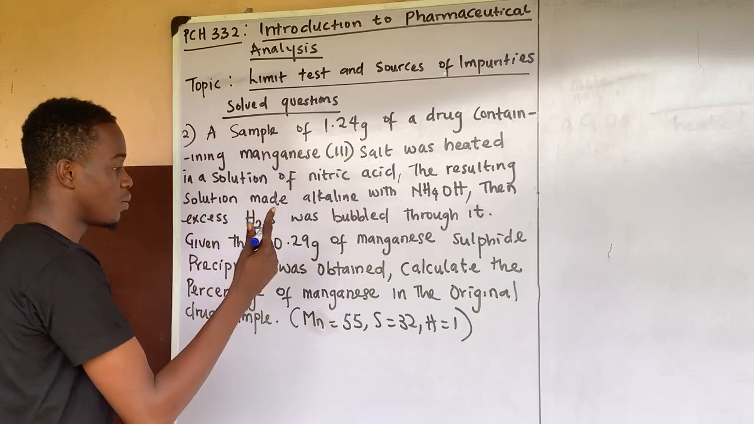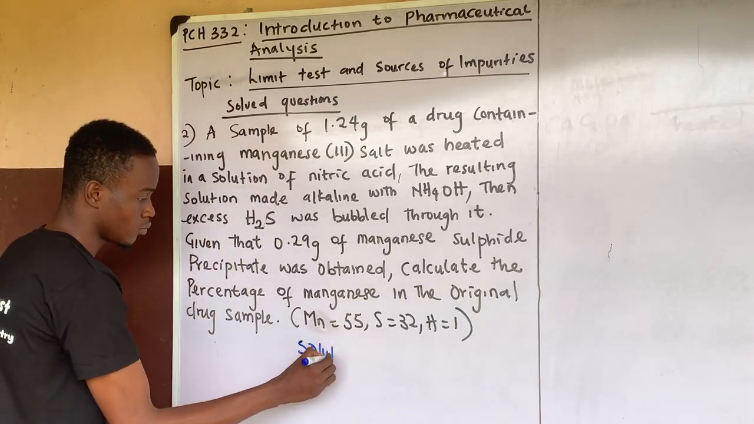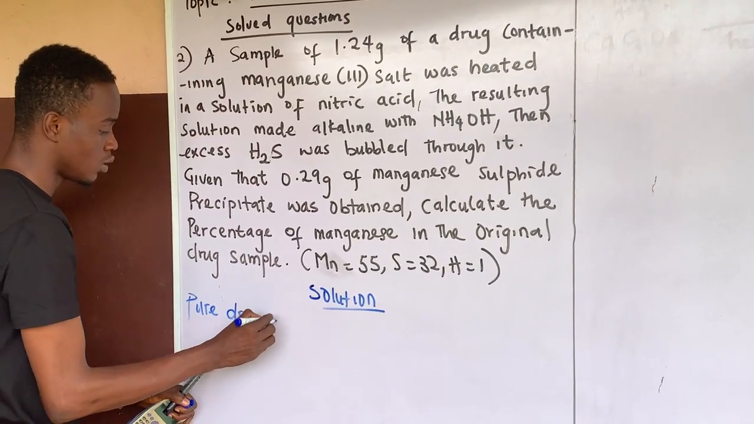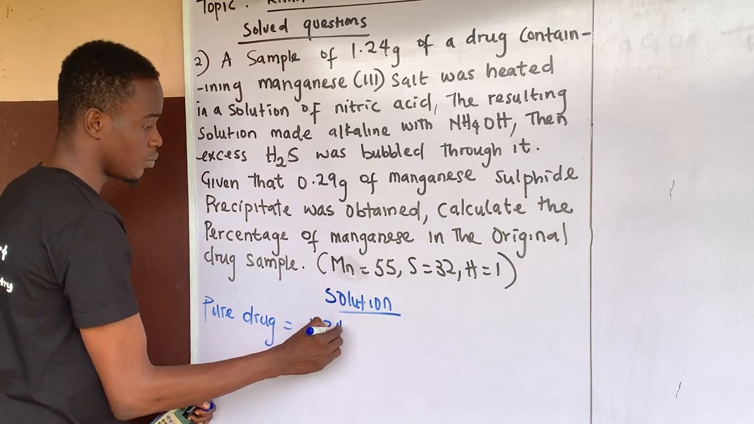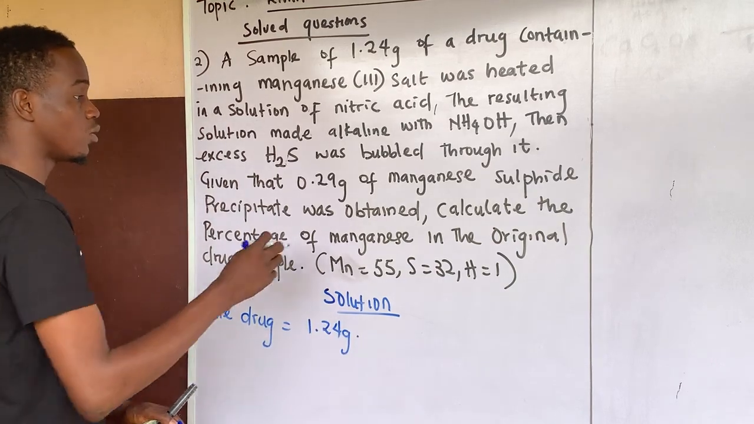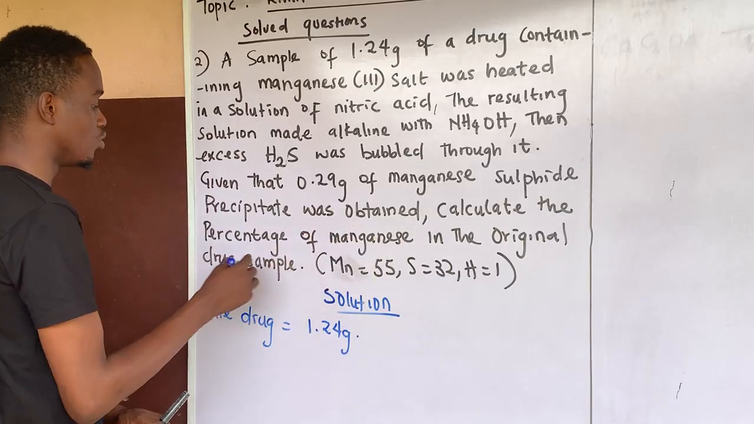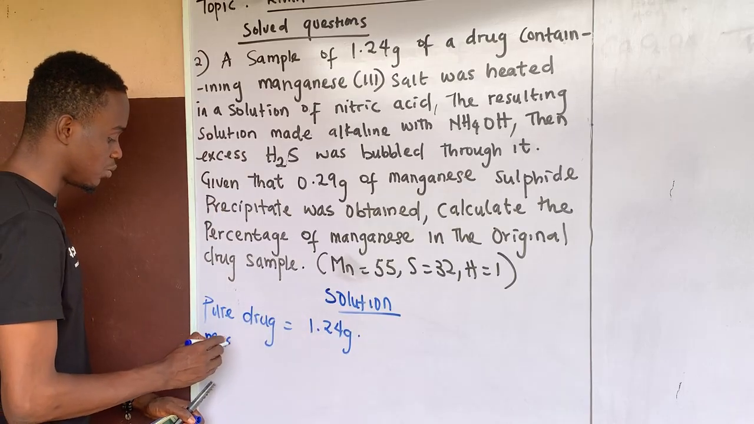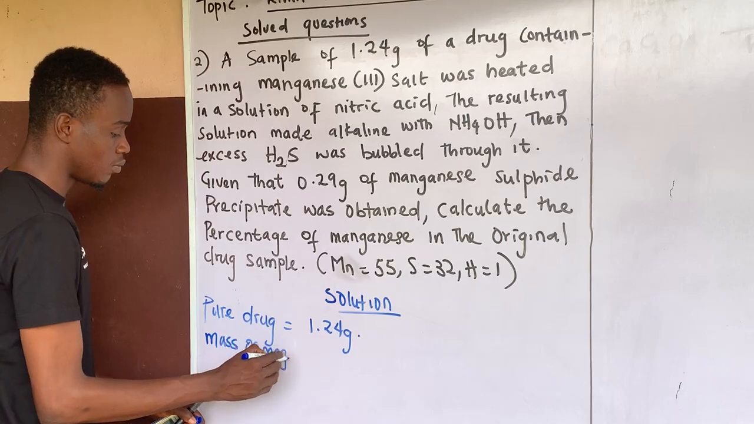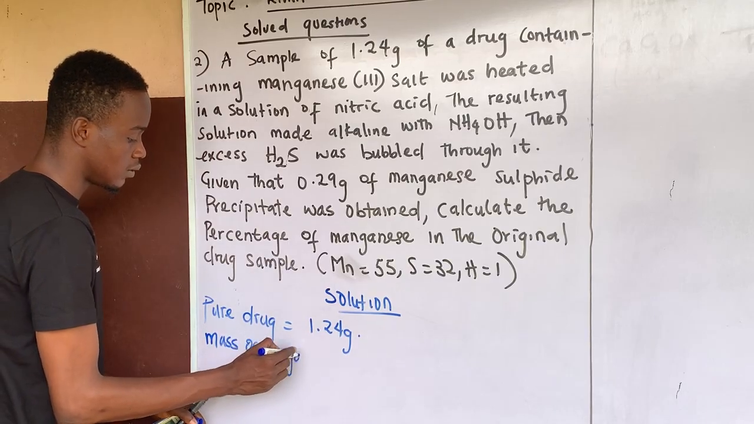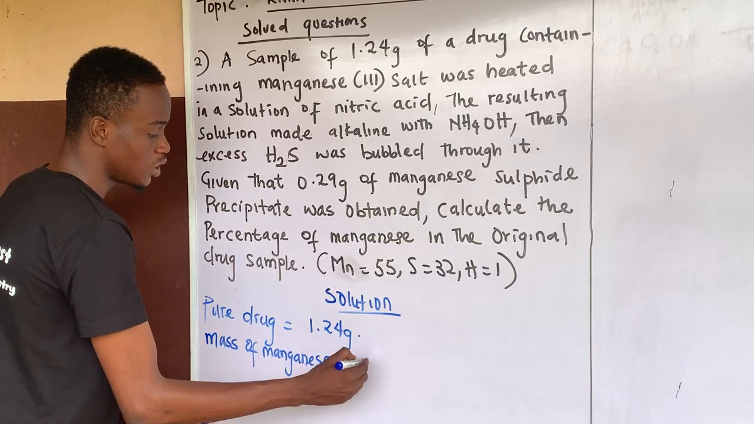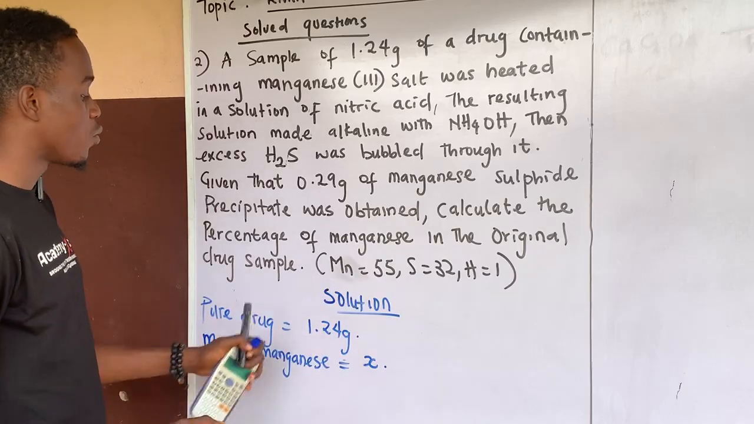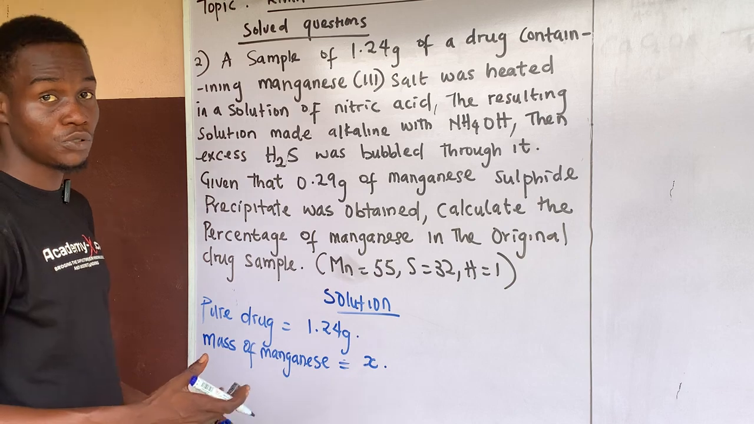Now, the pure sample of the drug was 1.24 gram. And we are asked to calculate the percentage of manganese in the drug sample. But before we calculate the percentage of manganese in the drug sample, we have to find the mass of manganese in the drug, which we don't know. That's what we are going to solve in the question. When we get the mass of manganese, we will then be able to calculate the percentage of manganese in the pure drug sample.